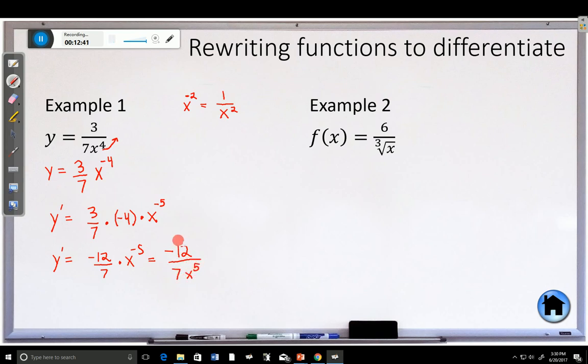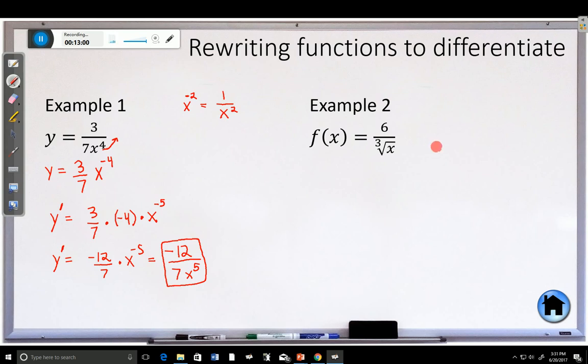Makes it look a little closer to what we started with. All right, so there is our derivative. One word of note, just remember these are primes because they are derivatives. This one is not.